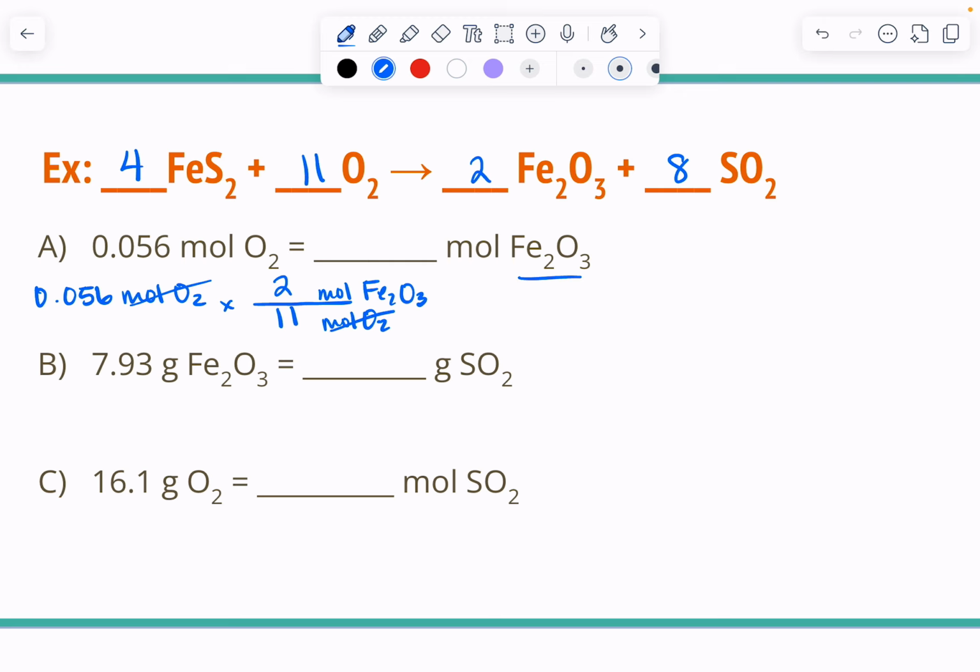Moles of O2 will cross out. I don't need to go any further. I'm done with the problem, essentially. And our answer here is going to be 0.01 moles of Fe2O3.